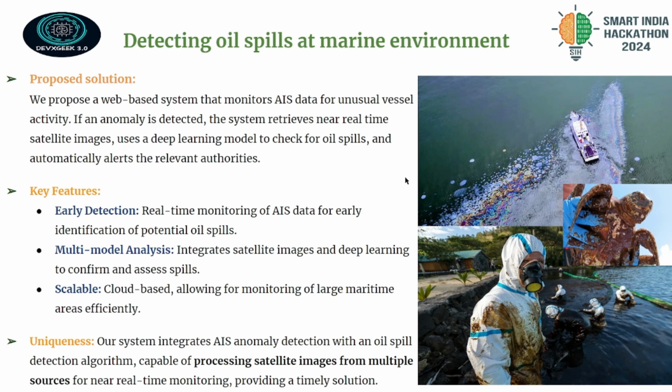So, we propose a web-based system that continuously monitors AIS data for unusual vessel activity. In case an anomaly is detected through AIS, the system retrieves near real-time satellite images, which are further analyzed by a deep learning model to detect oil spills. When a potential oil spill is confirmed by the model, the system automatically alerts relevant authorities for immediate action.